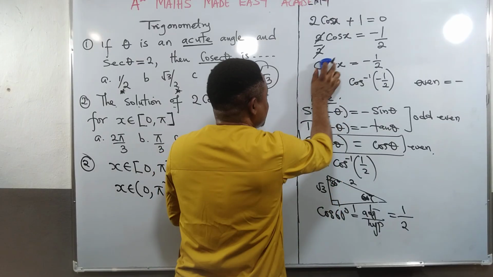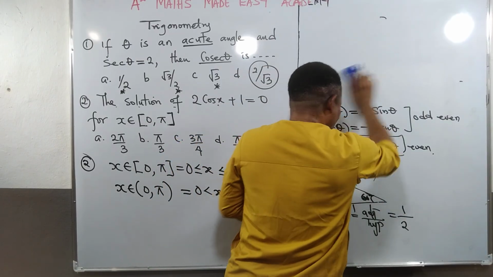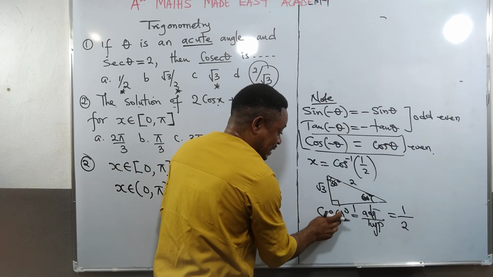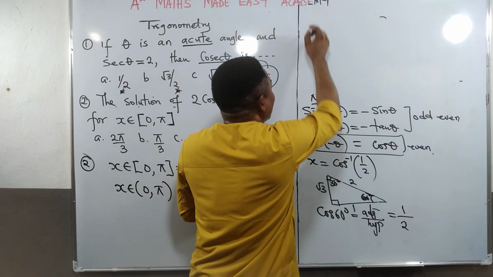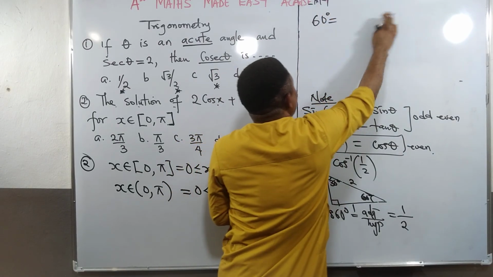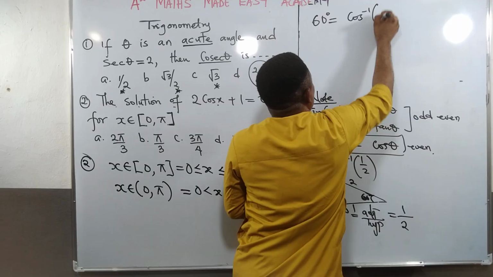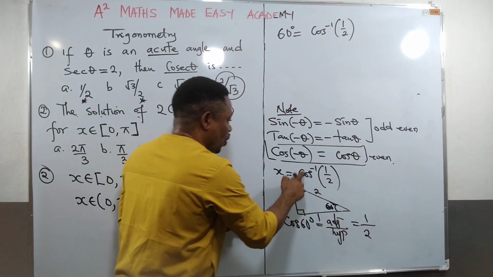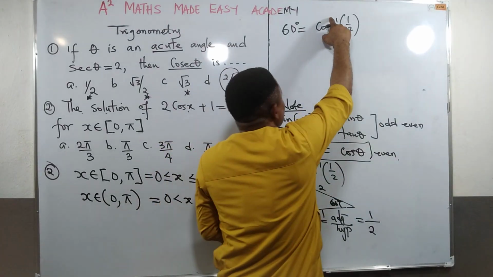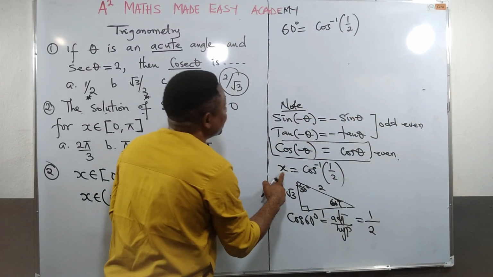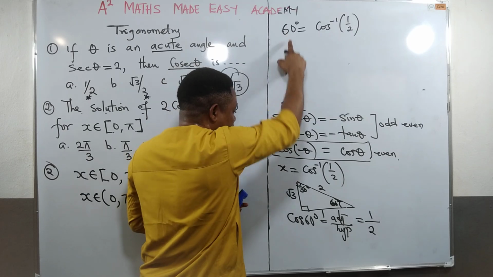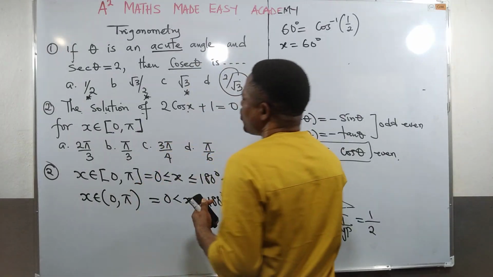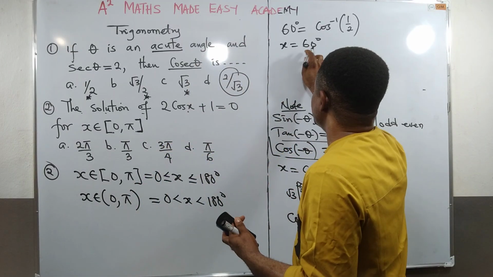Now I want you to observe this. What is our target? Our target is to correspond this with this. Make 60 degrees subject of the formula. I can now say 60 degrees is equal to cos inverse of 1 over 2. Can you see it has reflected here? This is cos inverse of 1 over 2, this is x, and this is 60 degrees. It means that x here is 60 degrees. It is already 60 degrees.